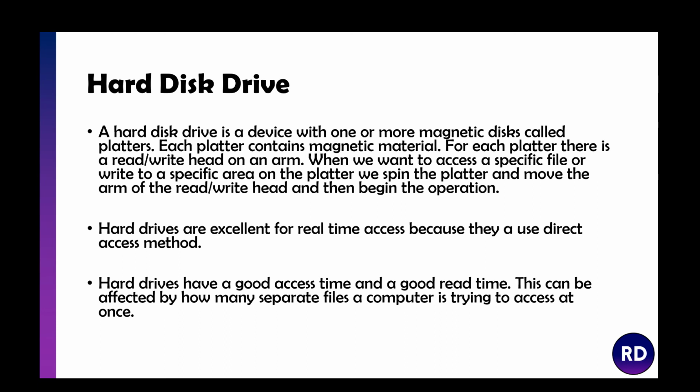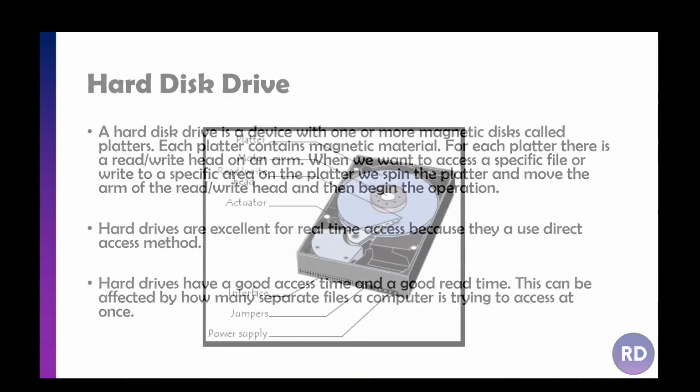Now hard drives are excellent for real-time access because they use a direct access method, which means they can get any file any place, so they don't have to go through all the files. Now they're pretty fast, they're pretty decent. Everyone sort of slates hard disk drives, saying, oh, they're rubbish now because you can get solid state, but they are still a decent speed. It's not that awful, but it can be affected by how many separate files they've got, how fragmented the disk is, and if you're trying to access lots of files at once.